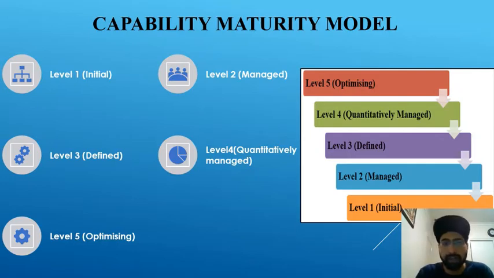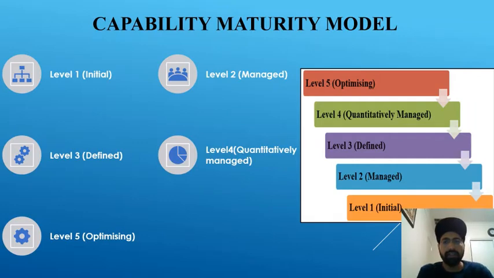Third is defined. This process is marked by a standardized process through extensive approval of processes such as development, testing as well as maintenance of applications. A step towards identification of hazards and setting up rational choices is taken into consideration.